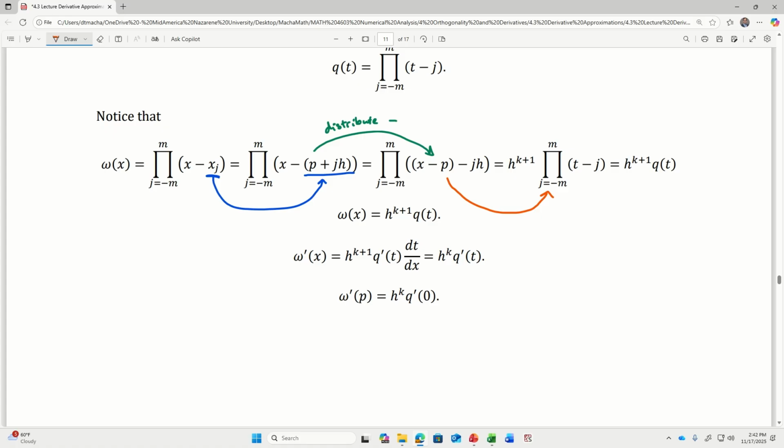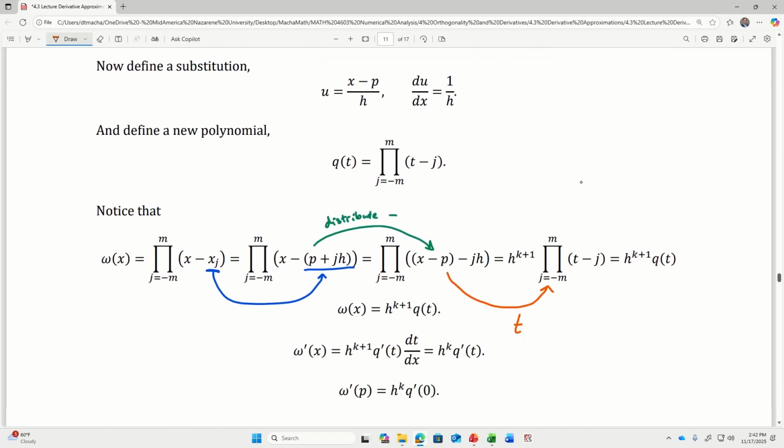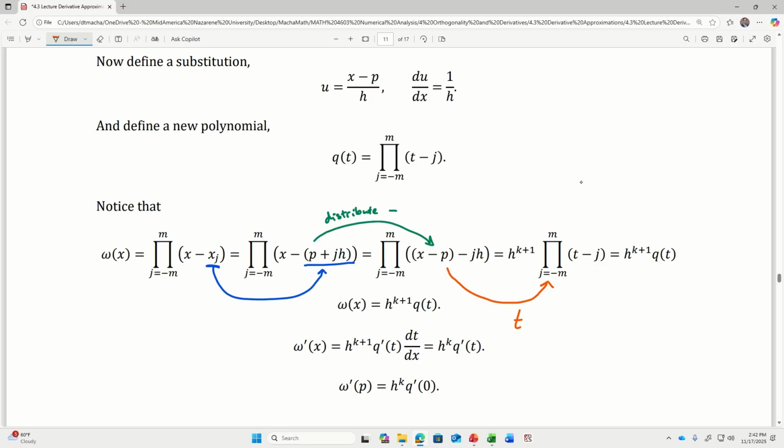Kevin, what's happening in this orange step? So replacing x minus p with minus m. What we're doing is we are replacing... Oh, shoot. Oh, that's ugly. I just realized there's a big typo here. This T should be a U. It's my bad. I'm glad I caught this.